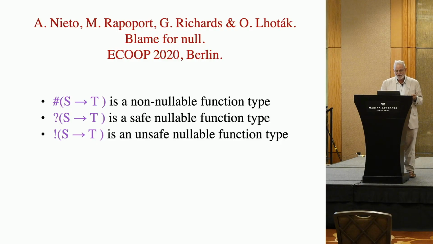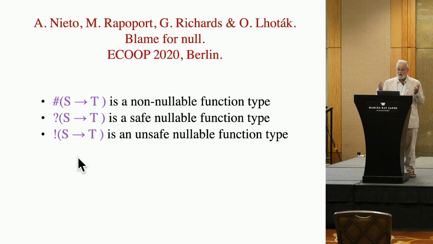So hash is a non-nullable function type. That's something that's definitely not null. Question mark is a safe nullable function type. And pling is an unsafe nullable function type. So these are 3, so you might think this is function with one of 3 different operators applied to it. No, there are 3 different kinds of functions written this way, right? Arguably that symbol should go over the arrow. So it was a fairly complicated system.